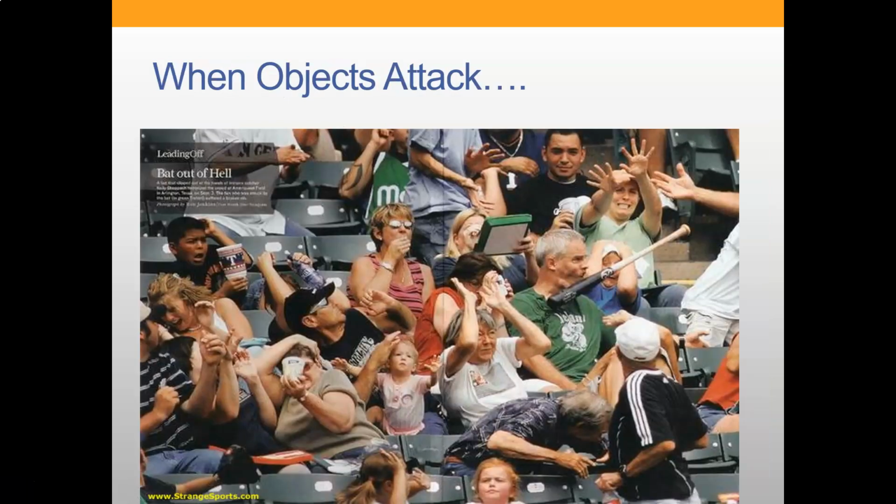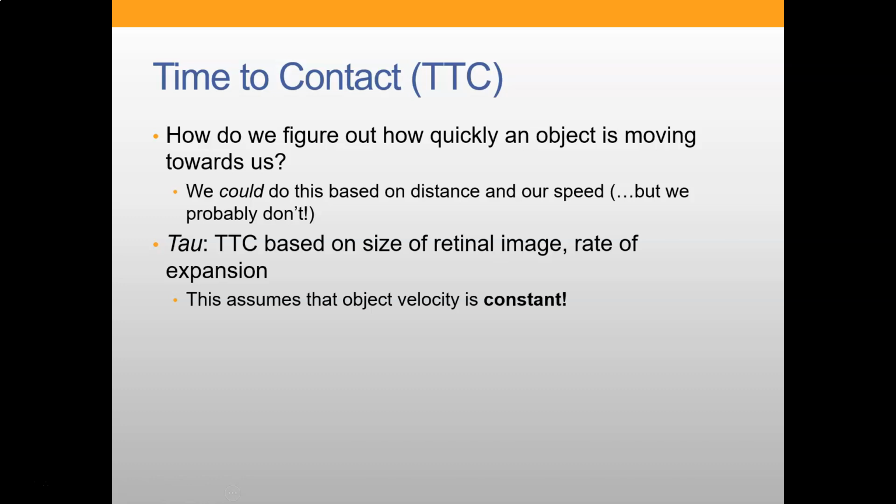Now, let's talk a little bit about detecting objects in motion as well. So this is a case where, unfortunately, this is a terrifying image, somebody actually being hit in the face with a baseball bat. So this is what is known as time to contact, or TTC. So generally, we are moving through our environment, and sometimes objects in our environment are moving towards us. So how do we figure out how quickly an object is moving towards us?